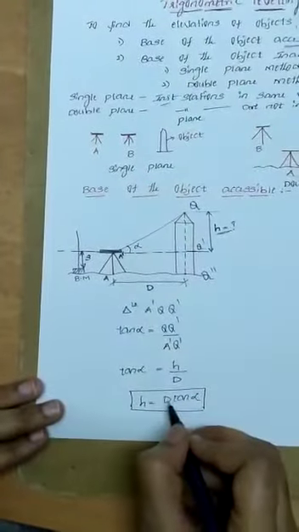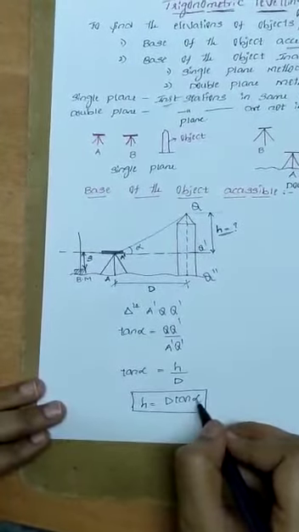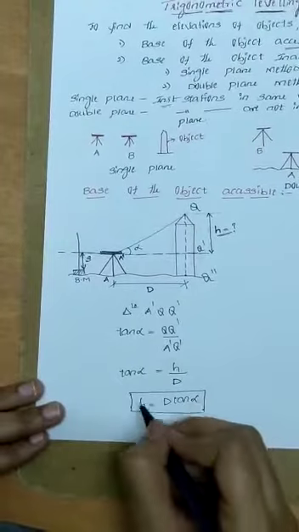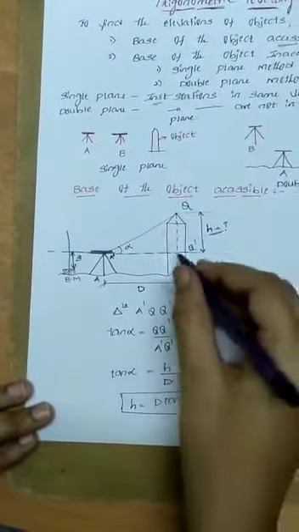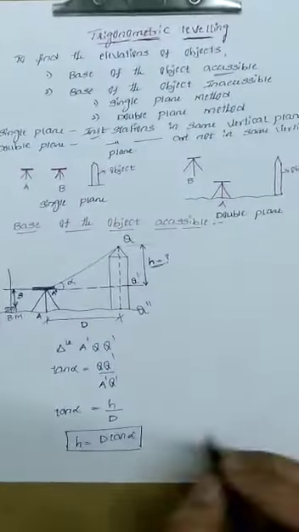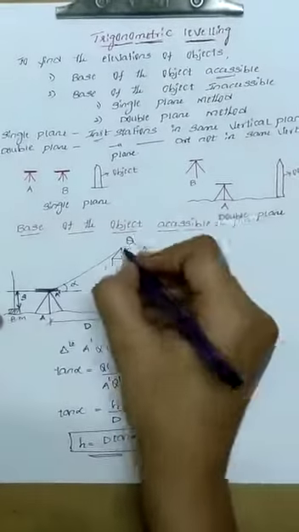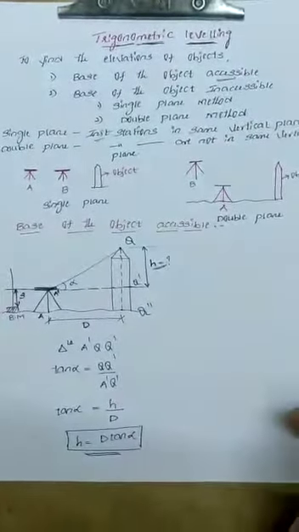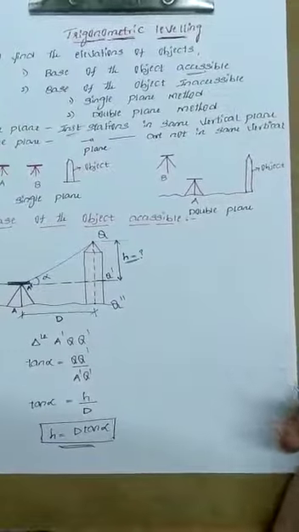d will be known to you. Alpha will be measurable. Initially you measure the vertical angle, and then you can calculate the height of the object, that is h. Once you calculate the height, you should calculate the RL of this elevated object. The reduced level you need to calculate.